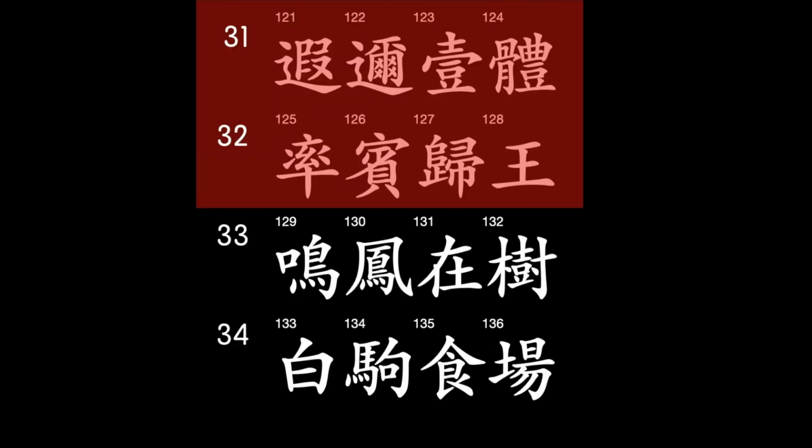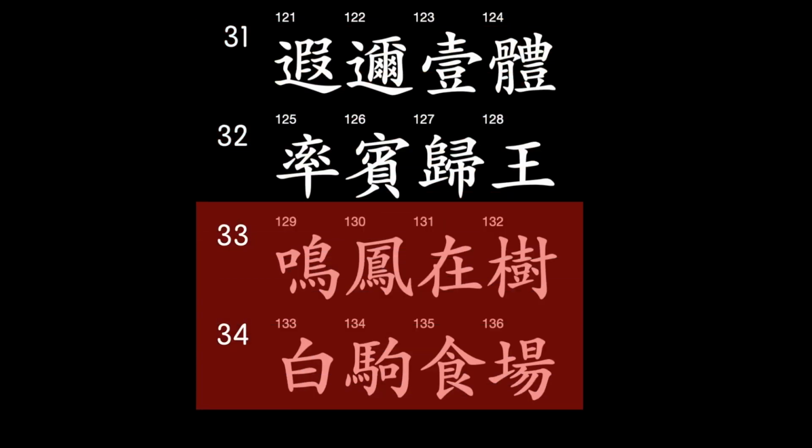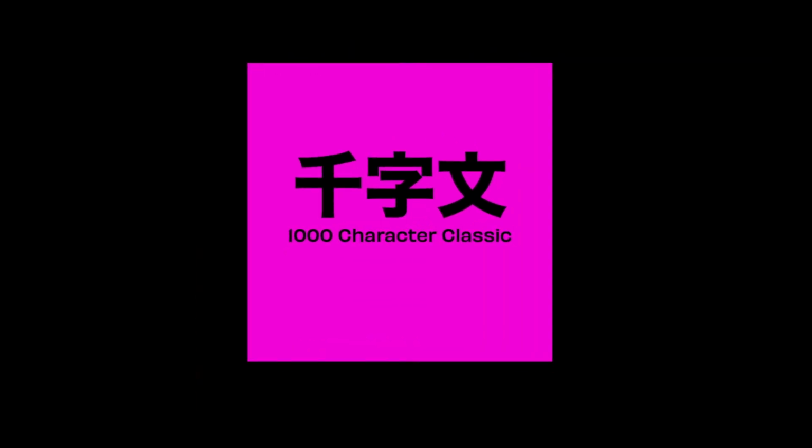In this lesson, we looked at lines 31 and 32 for characters 121 through 128. In the next lesson, we'll look at characters 129 through 136 in lines 33 and 34. And those lessons are a bit of a change of pace as they refer to a mythical bird, the phoenix, and a white horse. 천자문, 千字文、 千字文.